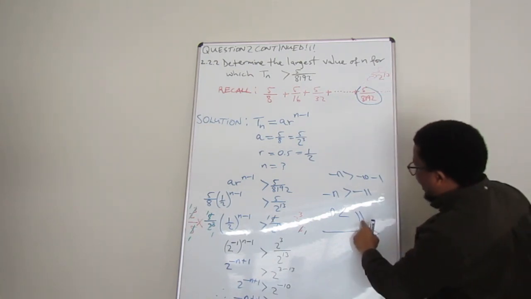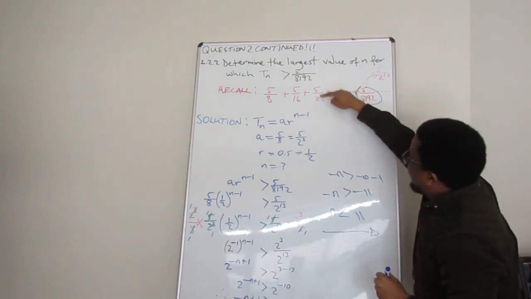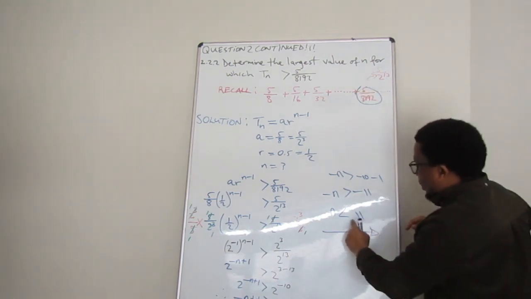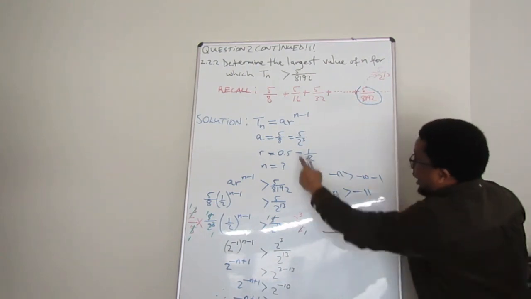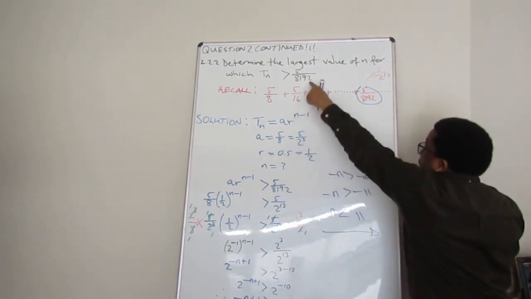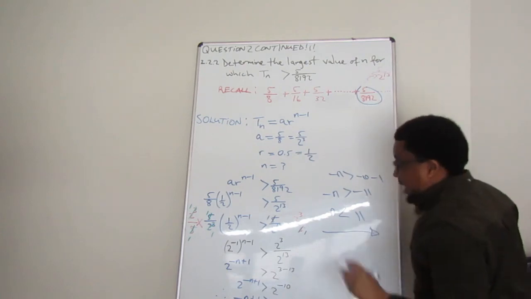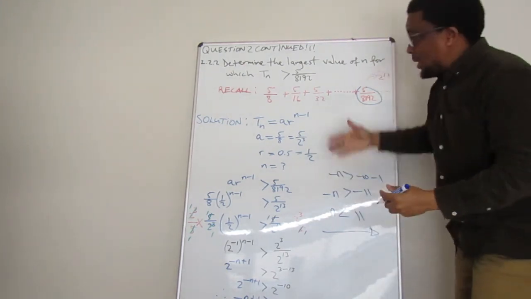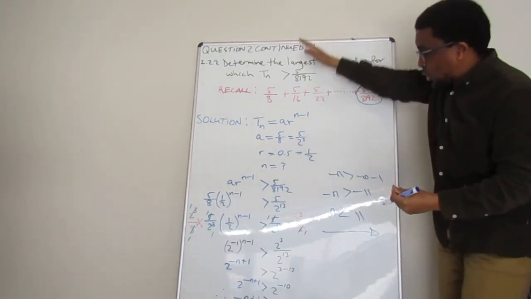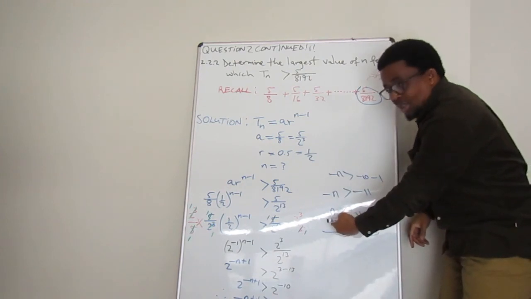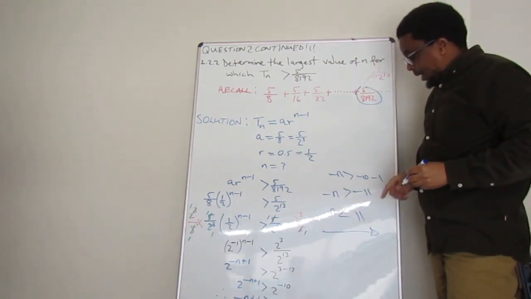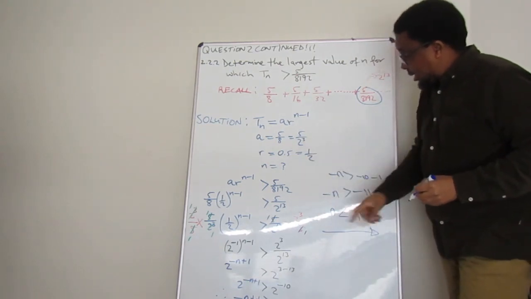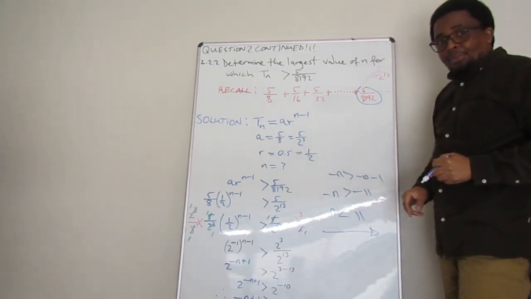Now, when your n is 11 here, you could say 5 over 2 to the power, whatever value, then you'll find that it holds, it will give you a value like this. I'll show you in the next example another way that you could use to find this value, and I'll give you another method in the next class. But this is how we find n in this case, right?